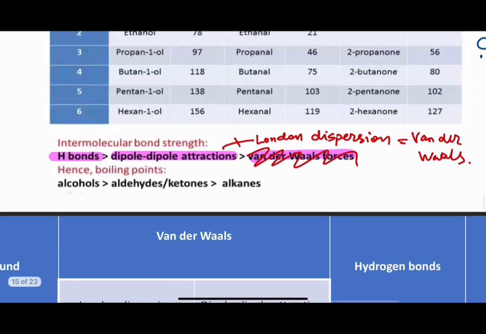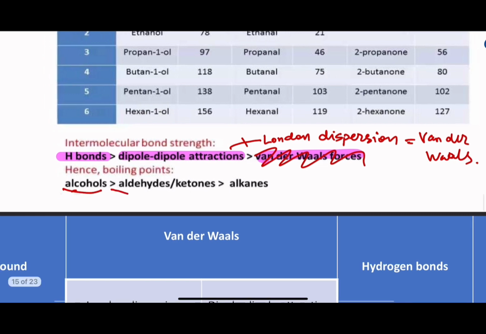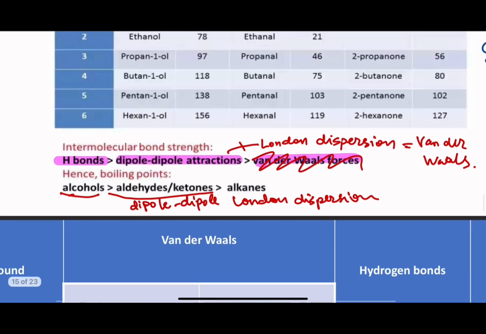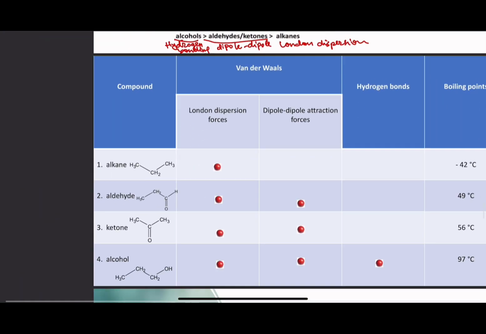Okay, hence boiling points, look at here. Alcohol will have higher boiling point than aldehyde and ketone because these guys have dipole-dipole. Alkanes have London dispersion, and alcohols have hydrogen bonding that is supporting them. Although now let's check this one.